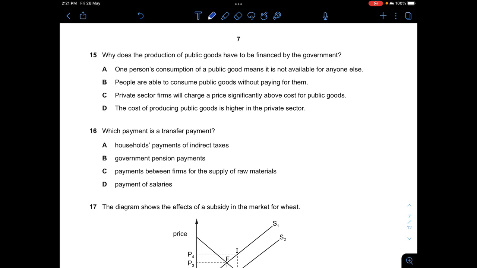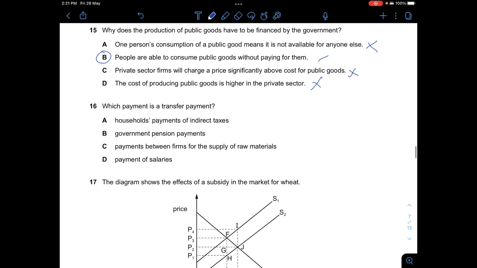A, it says one person's consumption of a public good means it's not available for anyone else, which is wrong. Anyone can consume a public good. And B, it says people are able to consume public goods without paying for them. Yes, this makes sense. And C, it says private sector firms will charge a price significantly above cost for public goods. Nope. Public goods are meant to be free, paid by tax. D, it says the cost of producing public goods is higher in the private sector. Not exactly. The private sector and the public sector can produce public goods at roughly the same cost. So no, the answer is B.